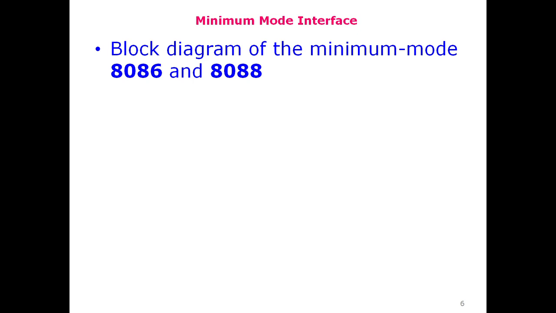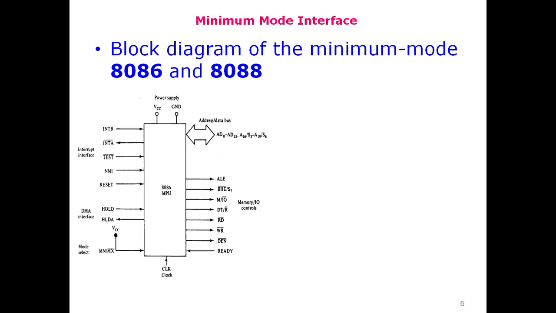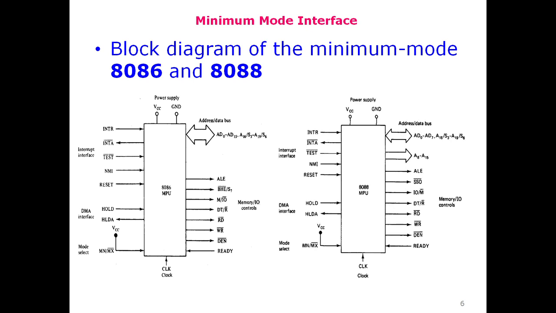Here we have the block diagrams of the minimum mode of 8086 and 8088 microprocessor. So here we can see how the 8086 and 8088 microprocessor are interfaced with the external environment. The control signals in both of these microprocessors are generated by the microprocessor themselves, and here we can also see the major differences between the two. Most of the pins are same, but here we have the differences.